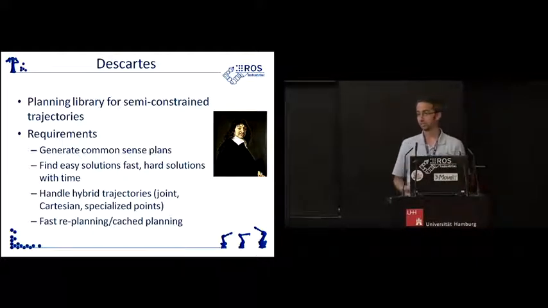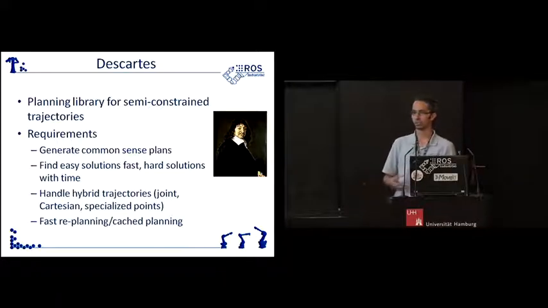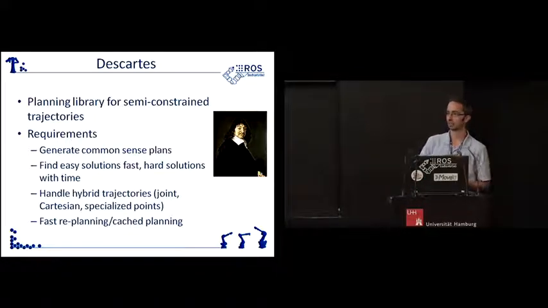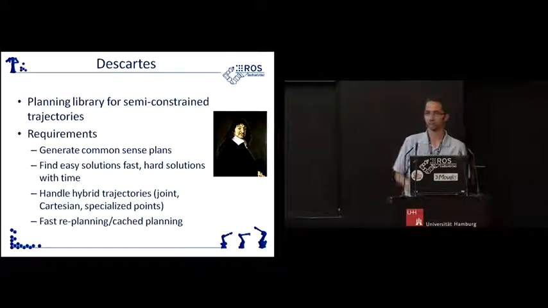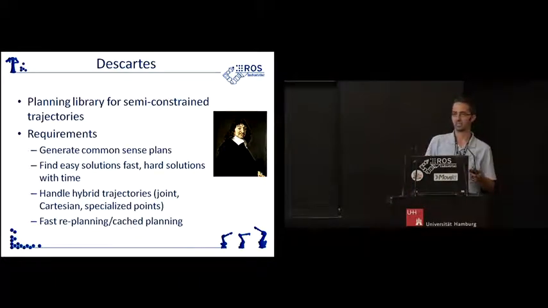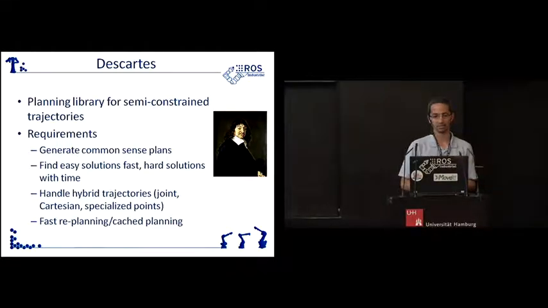Handle hybrid trajectories. So this idea that you have joint and Cartesian motion interspersed. So you might define a joint point and then say, okay, from that point, I want to move in a straight line, right? So I have a bunch of Cartesian poses. That's real important because a lot of the tools within ROS specify one or the other. You get all Cartesian points or all joint points, but you can't mix them. But in real applications, you often do want to mix them.